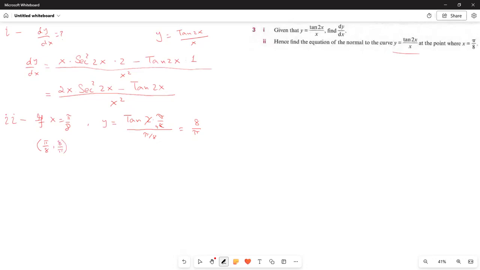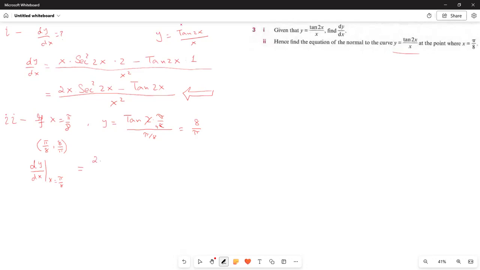So this is the point on the curve, and we need to find the equation of a line which is passing through this point and it is normal to the curve. Okay, so let's see what is the slope of the curve at this particular point. So we need to find dy by dx when x is equal to pi by 8. Okay, I hope it is clear. So what we will do in this expression, we will substitute x equal to pi by 8.